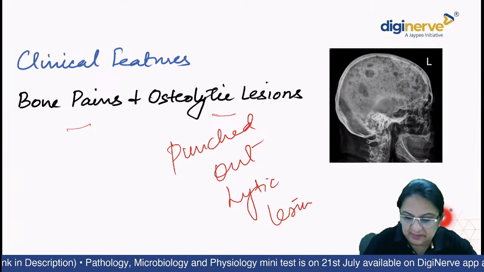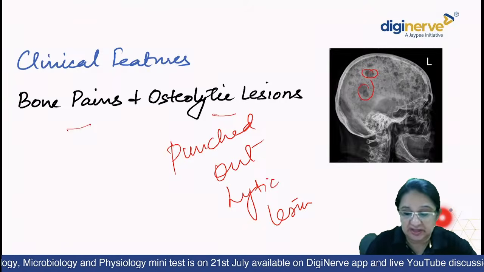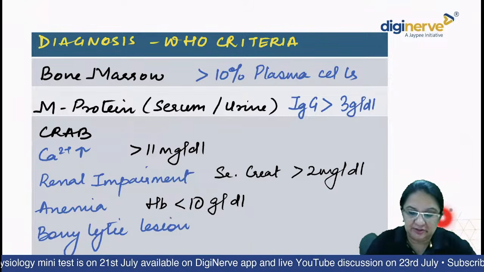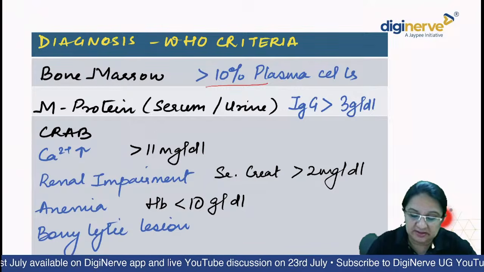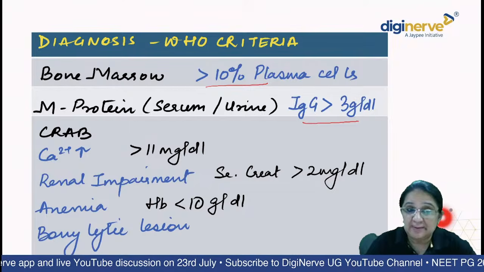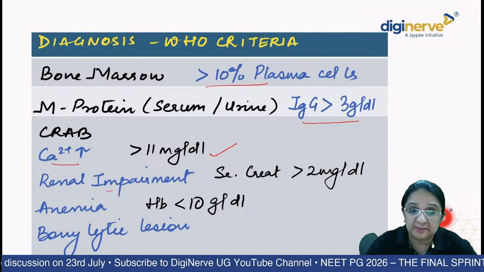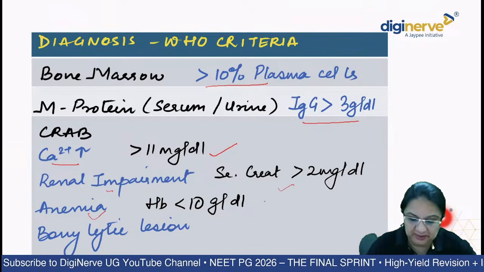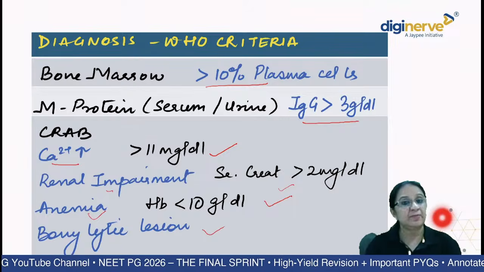As if somebody has punched the bone out of this. Punched out lytic lesions, right? Diagnosis, WHO criteria: you have to see more than 10% of plasma cells. M protein, either in the serum or the urine, IgG level should be more than 3. CRAB criteria: calcium more than 11. Renal impairment, that is creatinine more than 2. Anemia, hemoglobin less than 10, or you have a bony lytic lesion. This was the WHO criteria.